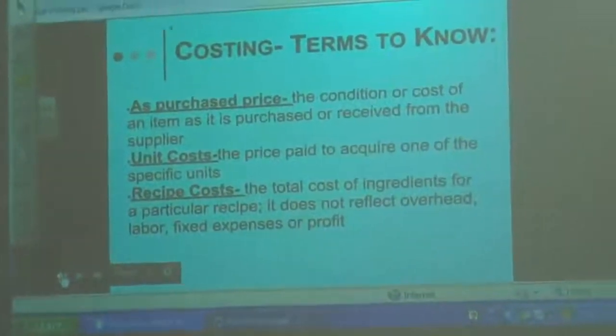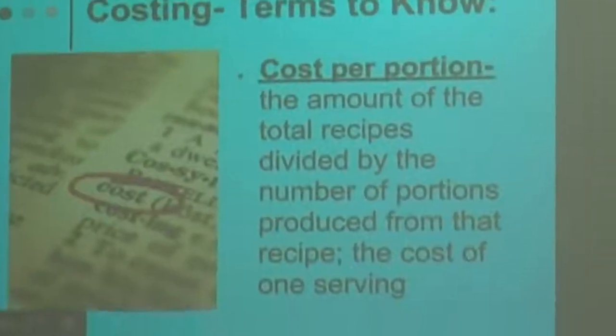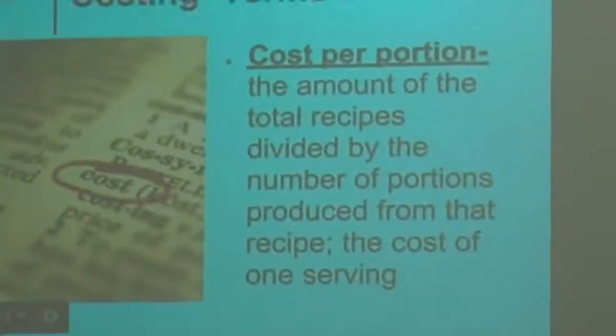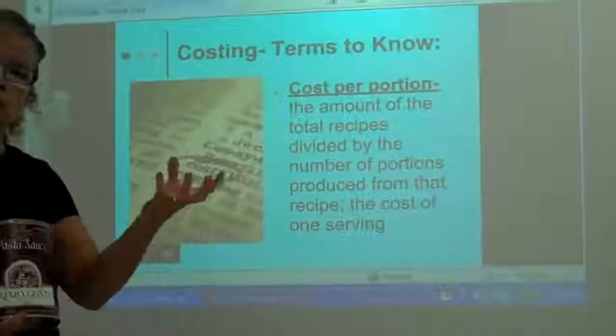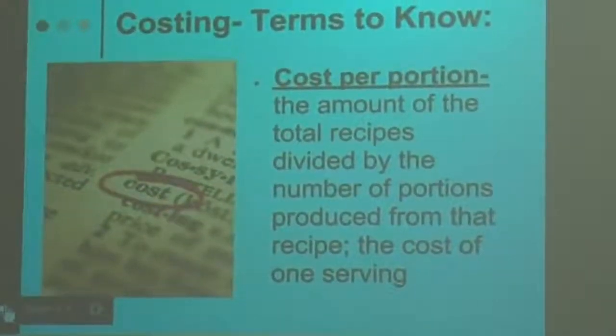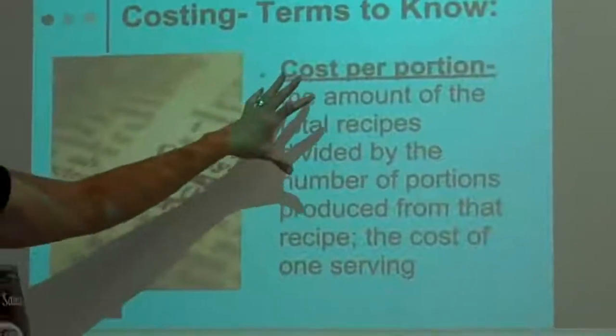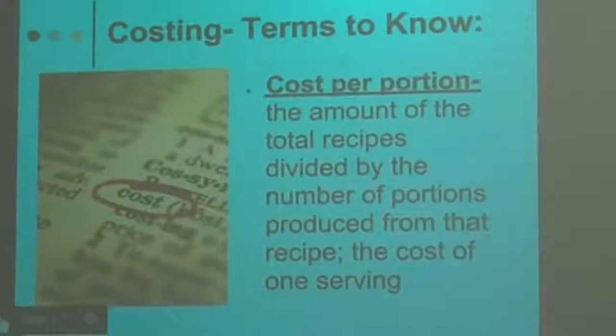All right, we went over those 3 words. Now, some more. Cost per portion. So we make our sauce, and let's say we need 2 cups of this, and that makes enough for 3 people. Well, the cost per portion is how much we would take that recipe cost and divide it by 3 if we were serving 3 people in lab. So the cost per portion is kind of like the cost per person, how much each portion is going to cost.